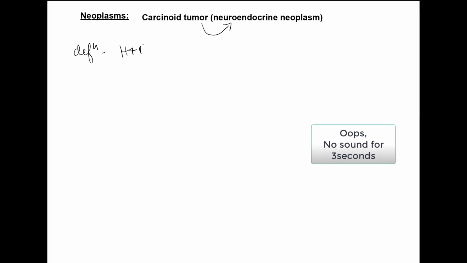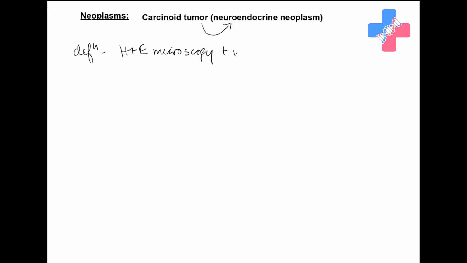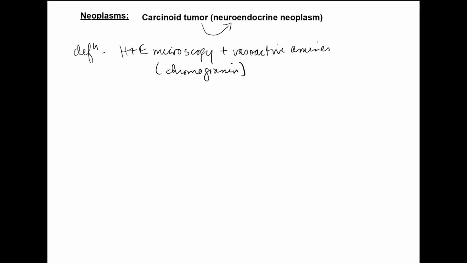The most important unique neoplasm of the small bowel is carcinoid tumors, and nomenclature now is trying to shift to calling them neuroendocrine neoplasm. The definition of a neuroendocrine neoplasm is a characteristic cell on H&E microscopy with the production of vasoactive amines. And there are a large number of these, but the one most of us key on is chromogranin. One can look for this in the neoplastic cells and measure it in the serum.